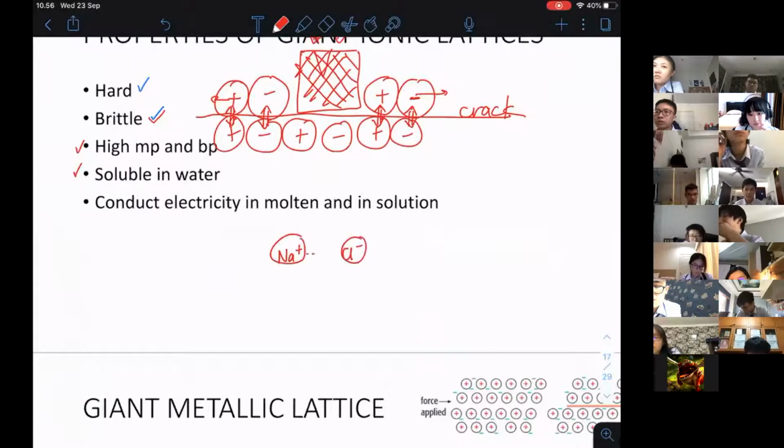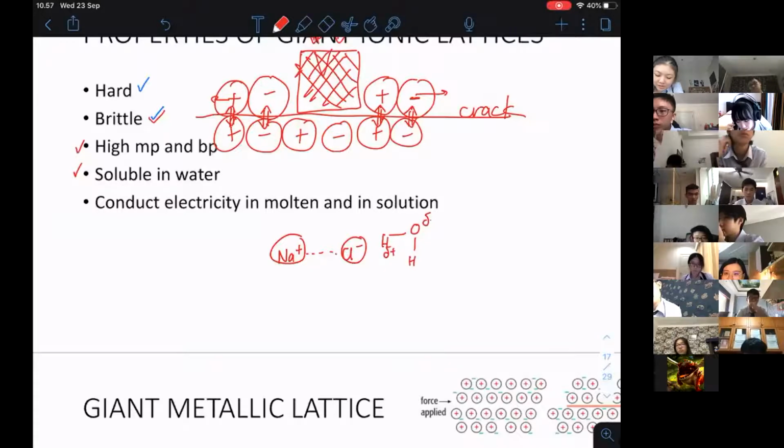Okay, we know that each of them is bonded with ionic forces of attraction, which are electrostatic forces of attraction. So when you dissolve them in water, we know that this is delta positive, delta negative. So if we have O delta negative, H and H delta positive, there will be forces of attraction formed between this positive and negative.